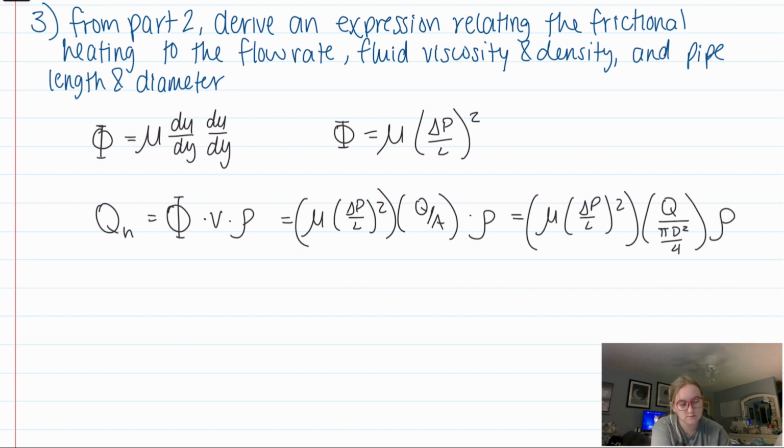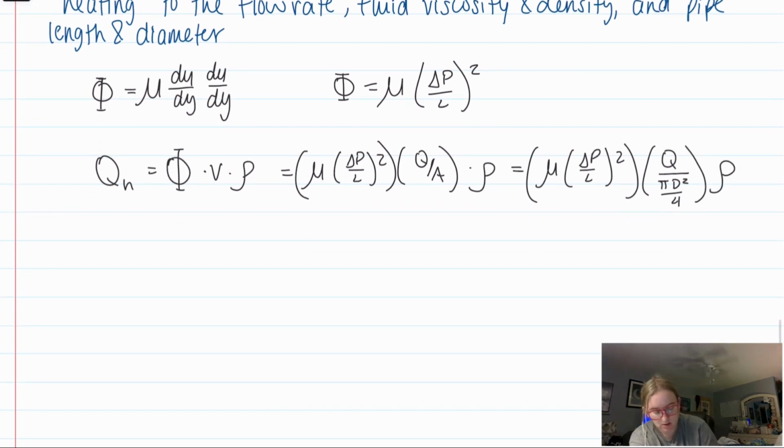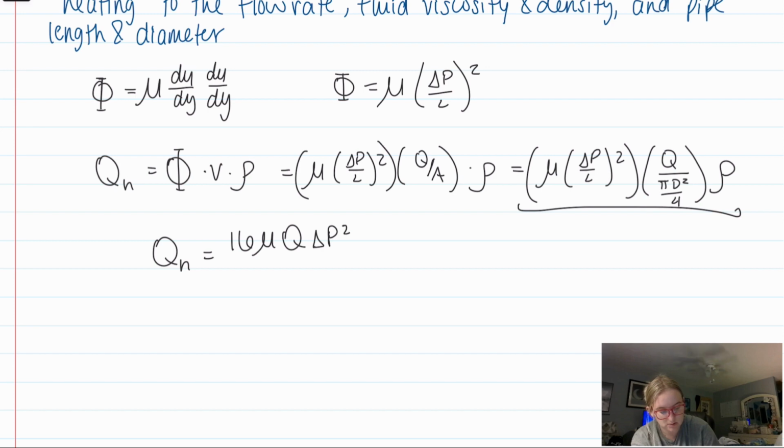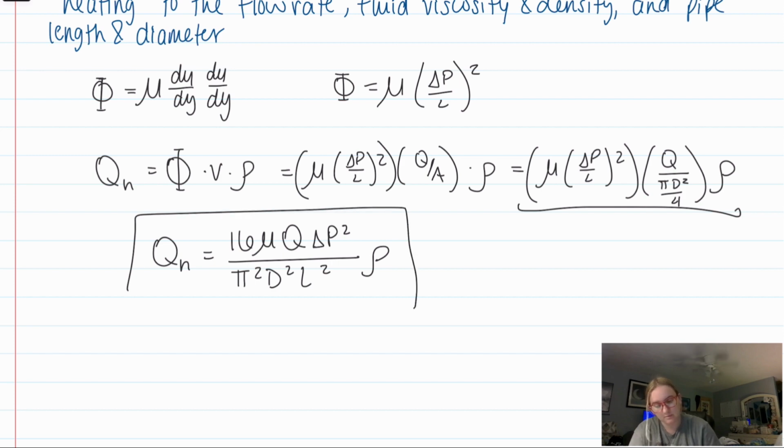So then taking this final expression and simplifying it, our Q of H would be equivalent to 16 mu times Q delta P squared over pi squared d squared L squared, all times rho. And this would be your expression that relates frictional heating to flow rate, viscosity, and density of the fluid, and the pipe length and diameter.